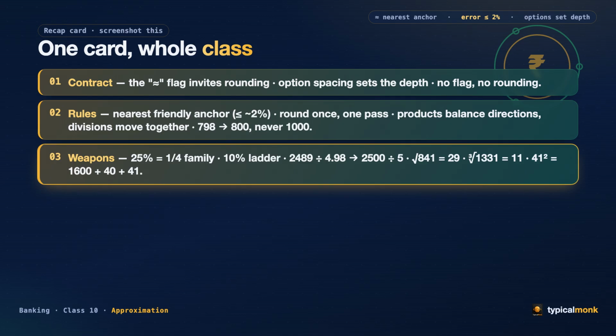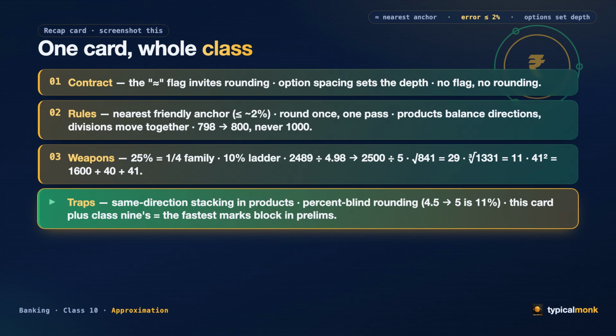Third block, the weapons. The 25% is 1/4 family. The 10% ladder. 2489 divided by 4.98 becomes 2500 divided by 5. The square root of 841 is 29. The cube root of 1331 is 11. 41 squared is 1600 plus 40 plus 41. And the last block, the traps. Same direction stacking in products. Percent blind rounding. Turning 4.5 into 5 is 11%. This card plus class 9's card, the fastest marks block in prelims.